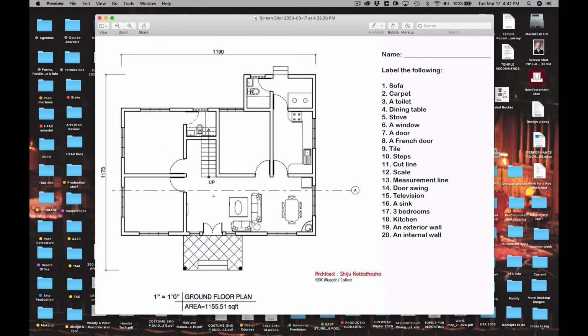3 bedrooms. Well, we already talked about side rooms 1, 2, and 3. So those are more than likely bedrooms. This 1 bedroom being the master bedroom because it has its own bath or toilet area. The kitchen, we've already talked about the kitchen, so we can go back and find that. An exterior wall and an interior wall. The exterior walls are here, the interior walls are here.